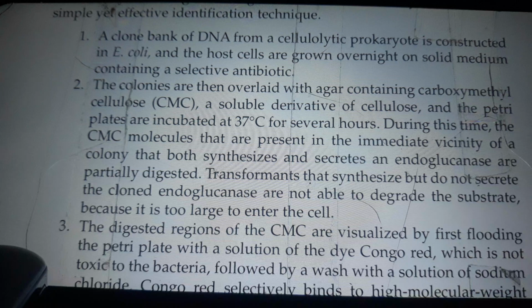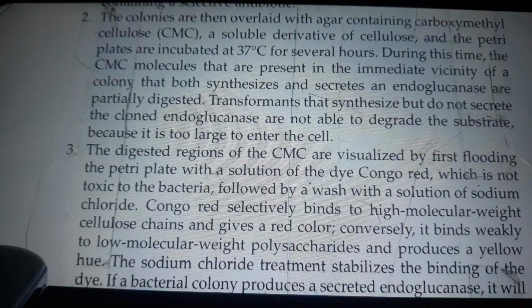A clone bank of DNA from a cellulolytic prokaryote is constructed in E. coli and the host cells are grown overnight on solid medium containing a selective antibiotic. The colonies are then overlaid with agar containing carboxymethyl cellulose (CMC), a soluble derivative of cellulose, and the plates are incubated at 37 degrees centigrade for several hours. During this time, the CMC molecules that are present in the immediate vicinity of a colony that both synthesizes and secretes an endoglucanase are partially digested.